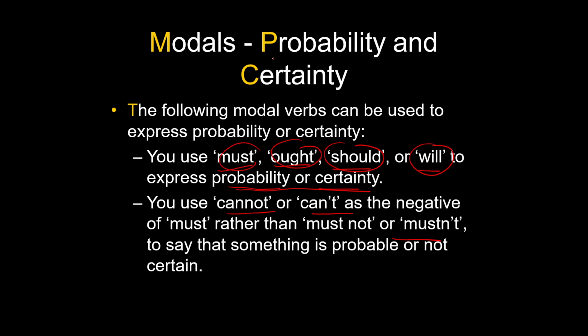Okay, so modals of probability and certainty. Now as we discussed, we use these modals must, ought, should or will to express some probability or certainty, and we use cannot similarly, and can't. So the abbreviated form can't, or cannot, is the negative of must rather than must not or mustn't. So we don't say must not or mustn't, rather we say cannot or can't, to refer that some action or something is probable or not certain.